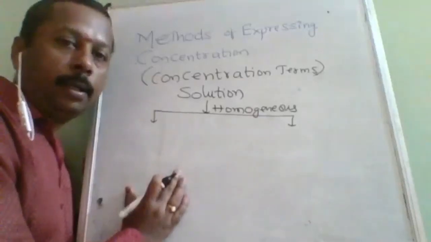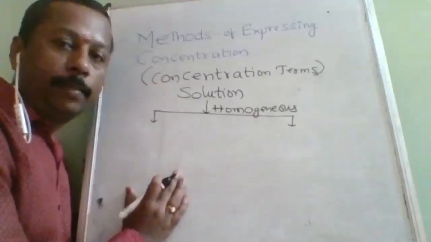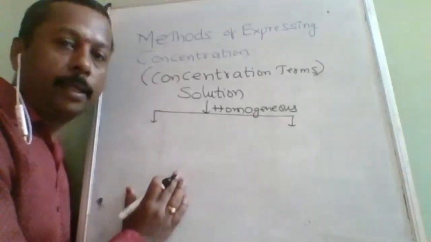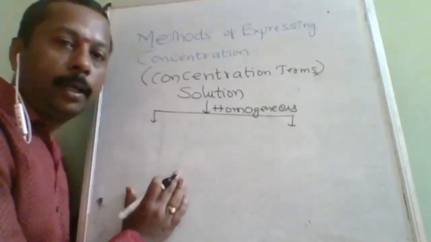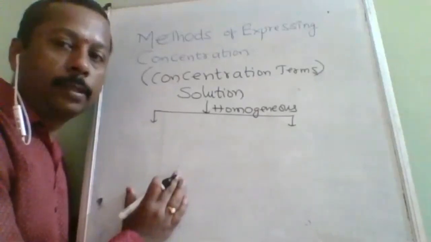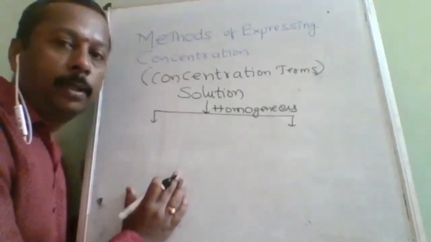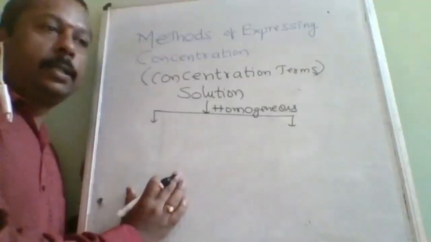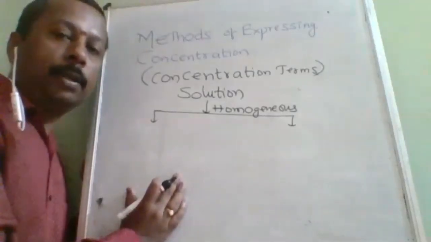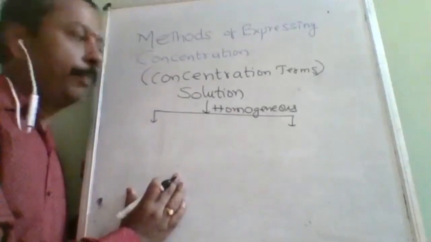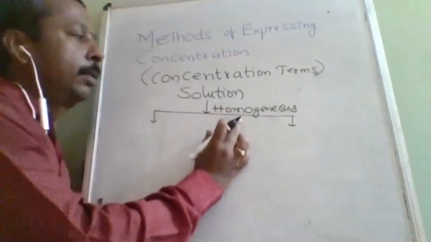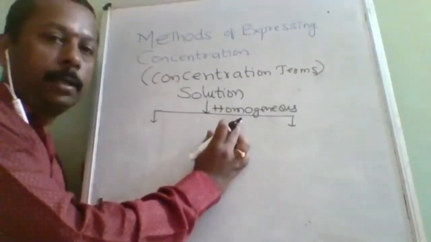Depending on the number of compounds available in the mixture, they are divided into binary solution, minimum binary, because a mixture is a combination of two things and there should not be any chemical change between them. If they chemically change, then they will give you a compound, not a mixture. So, a homogeneous mixture of two things for the time being.